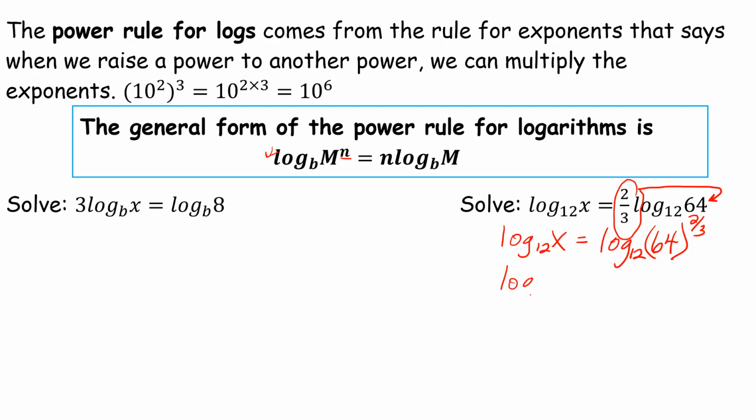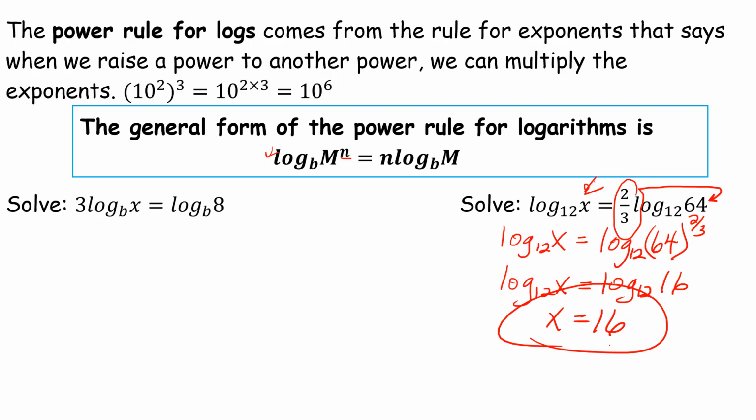So log base 12 of x is equal to log base 12 of 64 to the 2/3. The cube root of 64 is 4, and then you square it, and that's 16. So if these two logs are equal, they have the same base, that means their arguments are equal, so x is 16. And if you go back and look, if you put in 16 for x right there, it is not going to give you a negative argument, so you're good. X is 16, and that is the solution.